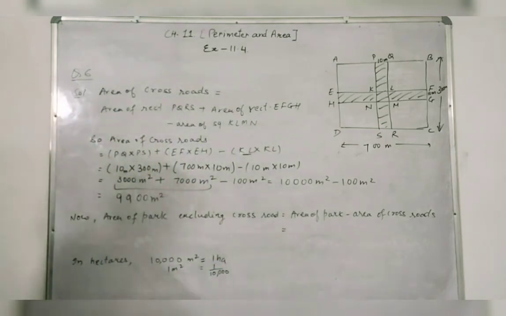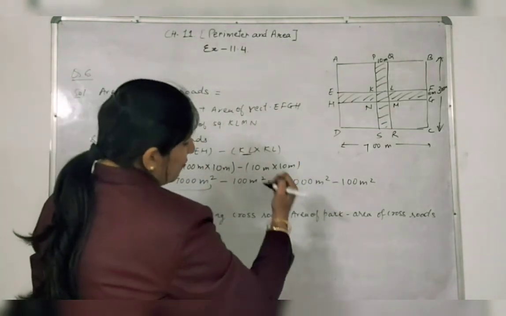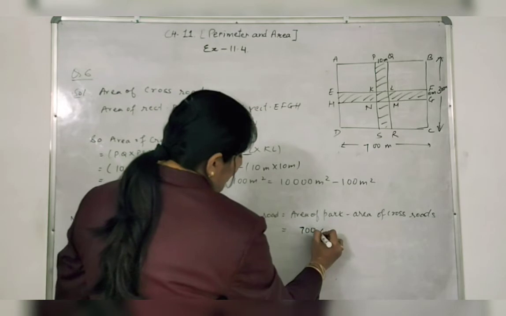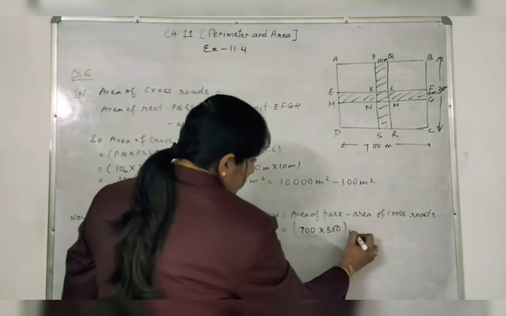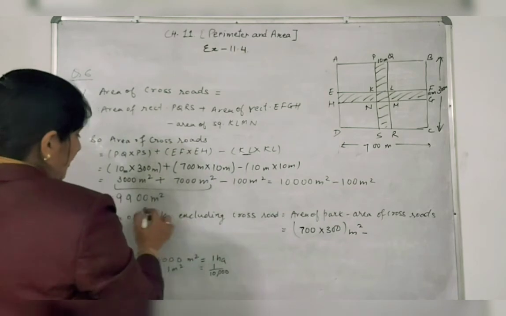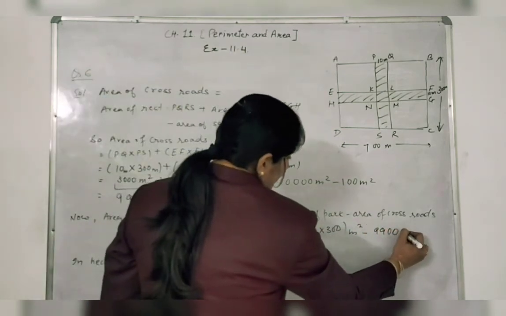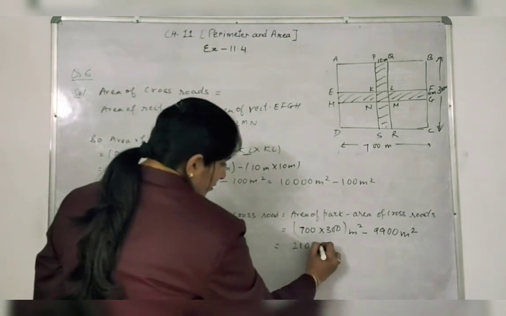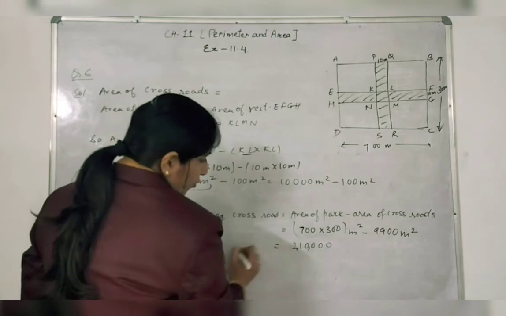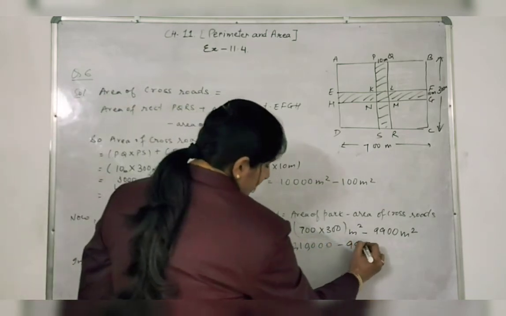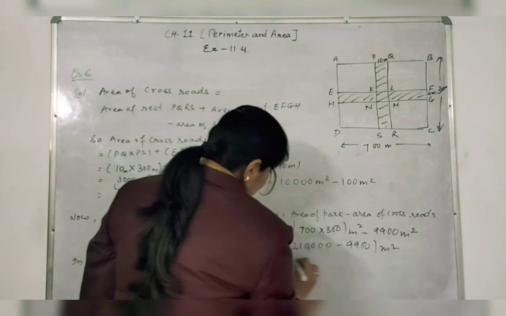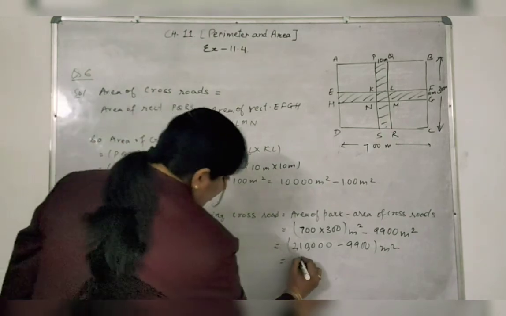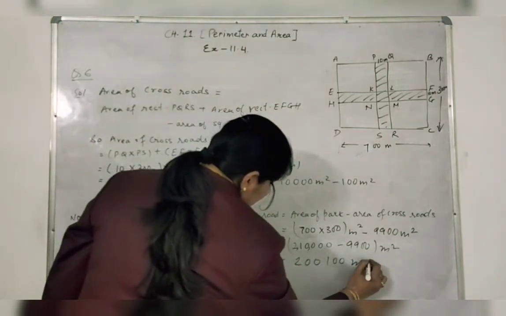So what can be the area of park? That we can calculate here itself. Area of park is length into breadth. You know the formula. So what I am doing here, 700 multiplied by 300 meter square minus this we already calculated, that is 9,900 meter square. So this becomes 2,10,000 minus 9,900 meters square. So this will be the area of park excluding the crossroad. After calculating you can get this as result.